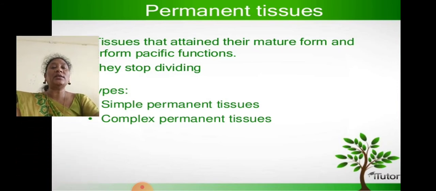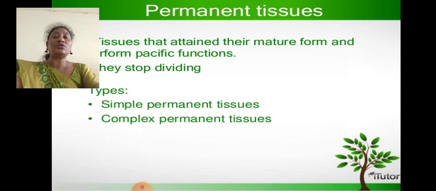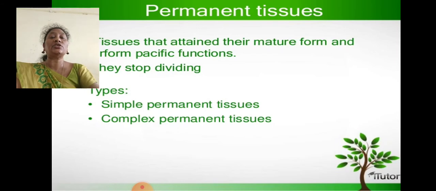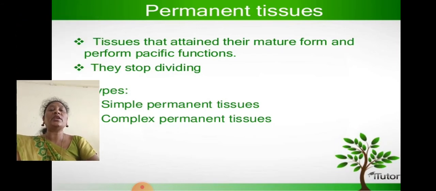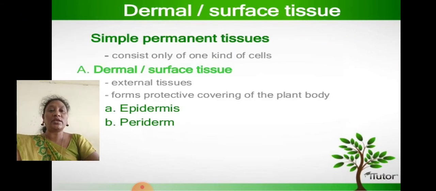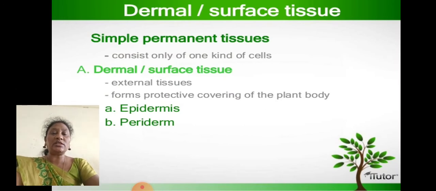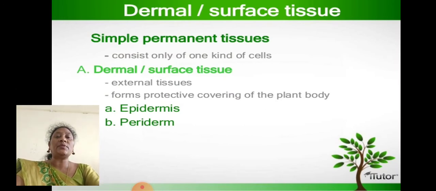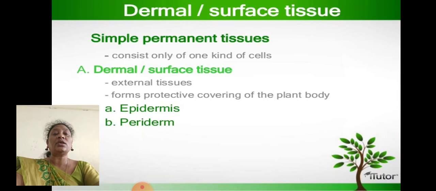So there are two types of permanent tissues: simple permanent tissues and complex permanent tissues. Coming to the simple permanent tissue, it consists only of one kind of cells.